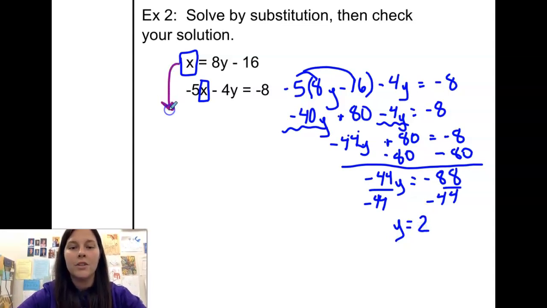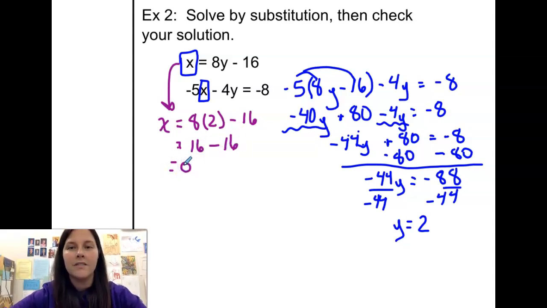Solving for x, I'm going to use this equation where x is already all alone, replacing y with 2. 8 times 2 gives me 16, and 16 minus 16 gives me 0. So my x value was 0, my y value is 2.